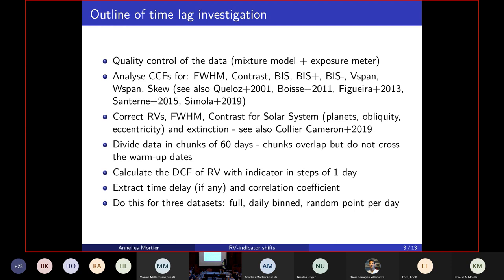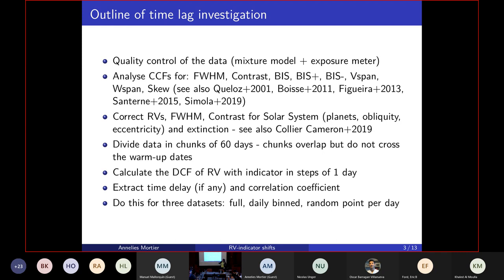What I do next is correct the radial velocities as well as the full width at half max and the contrast for the solar system. That means taking all the planets out. That also means obliquity, eccentricity, etc., which slightly changes the width of our line because it changes the way you interpret the V sin i of the sun.